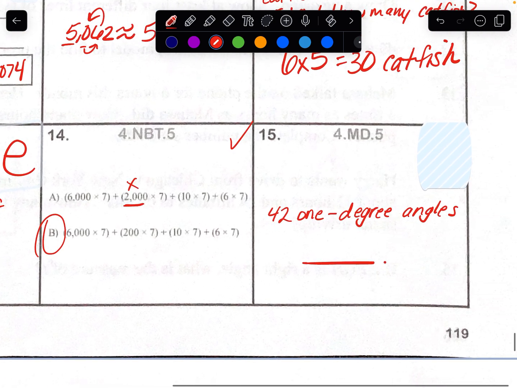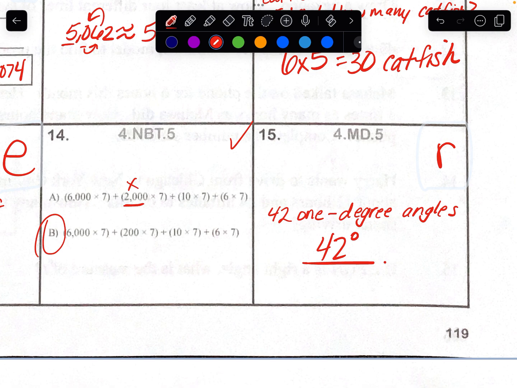All right, 15. It gave you an example. It said an angle that turns through 81 degree angles has a measure of 80 degrees. So an angle that turns through 42 1-degree angles has a measure of how many degrees? What that means is in a circle it starts at 0, and if it goes 42 1 degrees, so 1, 2, all the way to 42, that angle would be 42 degrees. And your last secret letter is R. All right, find my mystery word.